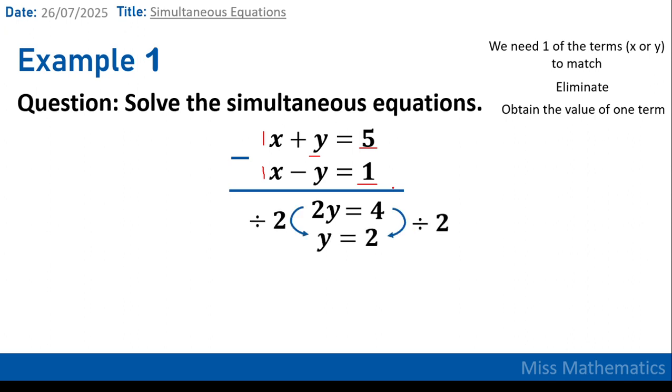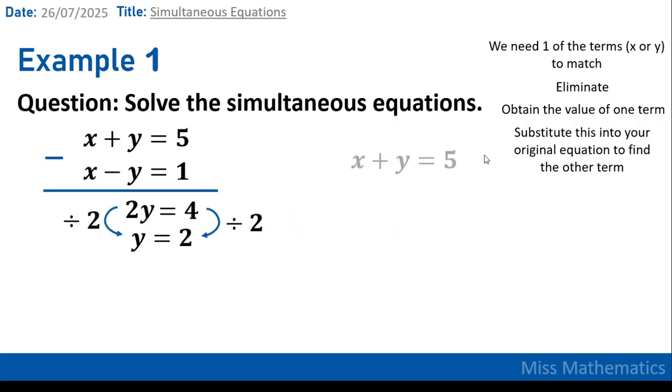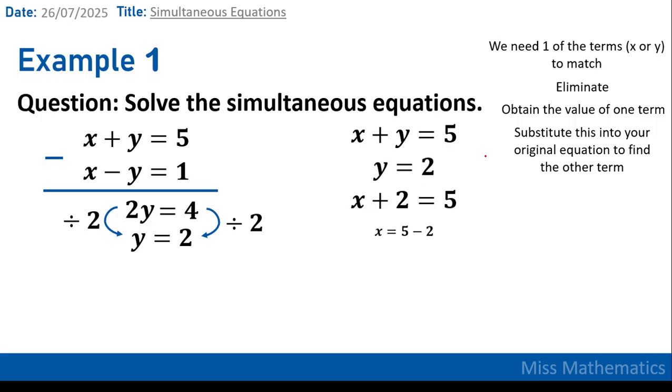And here we've obtained the value of one of the terms. Now we need to substitute y equals 2 into our original equation to find the other term. If we look at the original equations, we could use this one here, or we could also use this one. But let's use the first one. So we had x plus y equals 5, and now we know that y equals 2. So we put that in, we get x plus 2 equals 5, rearrange, minus 2 from both sides, and you get x is equal to 3. And here are your answers for these simultaneous equations.